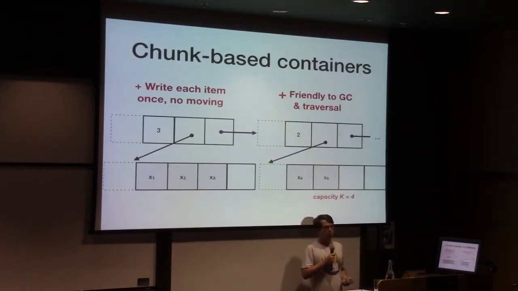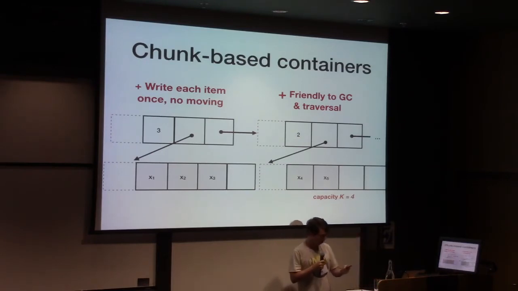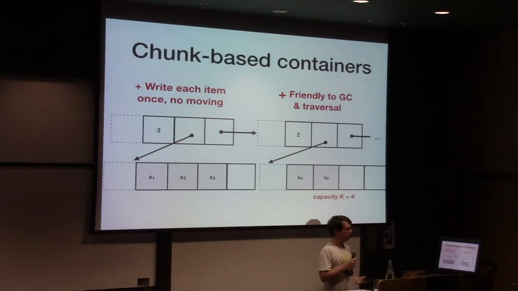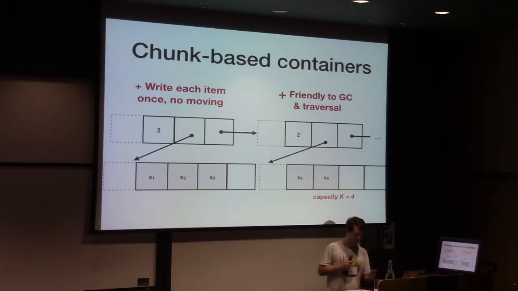So the starting point for this work is chunks, and what I mean by chunk in particular is just a small array of a fixed capacity where we store items. The advantage being that when you write an item, you just write it once and you don't have to copy like you do with the vectors. It's friendlier perhaps for GC, but definitely for traversal because you have this more contiguous layout. It's kind of in a middle ground.